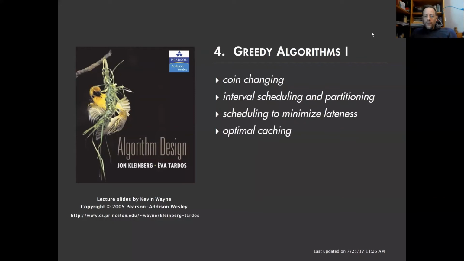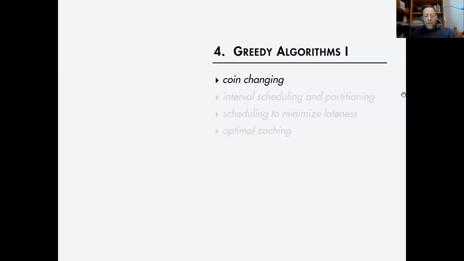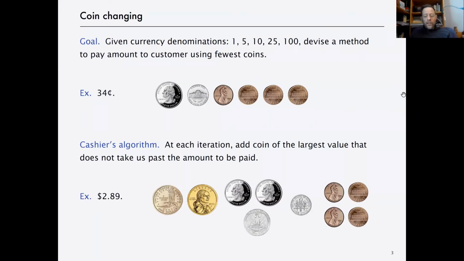So what I will do is now just give you an example of this coin change. These are some very nice slides by Kevin Wayne, but the content is taken from the book by Jon Kleinberg and Eva Tardos. Here the coin change problem is: given currency denominations 1, 5, 10, 25, 100, devise a method to pay an amount to customers using the fewest coins.